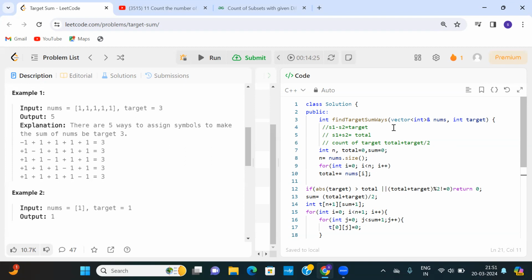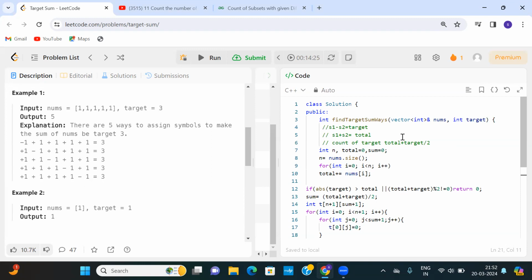After these two equations, what can we evaluate? After adding these two equations, our S2 will get cancelled out. We will be left with 2 times S1 equals target plus total. So what will our S1 be equal to? Our S1 will be equal to (total plus target) divided by 2. If I add these two equations, as in maths we have done many times, plus S2 minus S2 will get cancelled. We will be left with 2 times S1 equals target plus total. S1 will be equal to (target plus total) divided by 2.